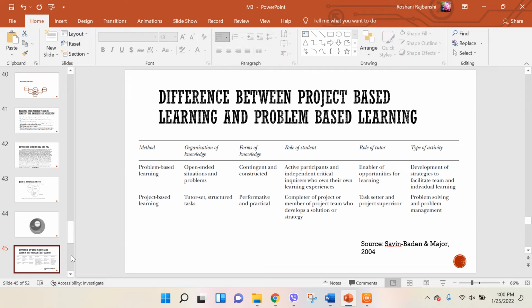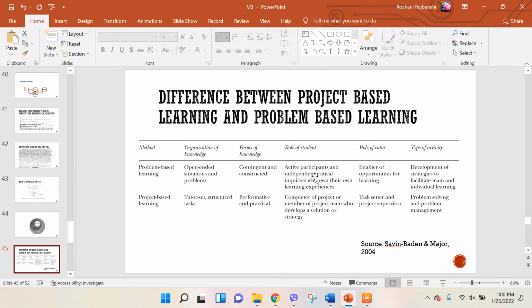So, the difference between project-based learning and problem-based learning. There are different kinds of learning, and there is again another one. Here you can see problem-based learning and project-based learning. Problem-based learning is open-ended, while project-based is a tutor-set structured task. Problem-based learning is contingent and constructed, while project-based learning is performative and practical.